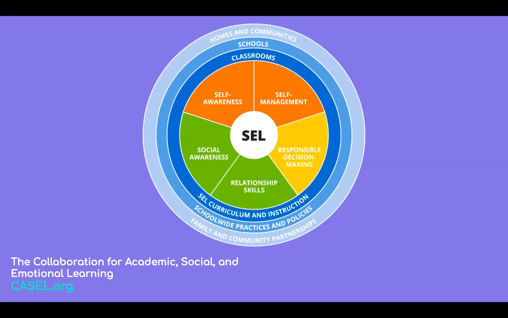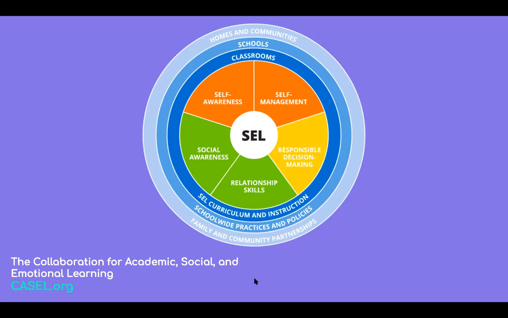You might be familiar with this image. This is the Casel Wheel of Social and Emotional Competencies. Casel stands for the Collaboration for Academic, Social, and Emotional Learning. Their website is casel.org. And if you haven't visited their site, I highly recommend it. They have wonderful resources for teachers as well as parents. It's a really great place to start your SEL journey or find new tools as you are continuing on that journey.